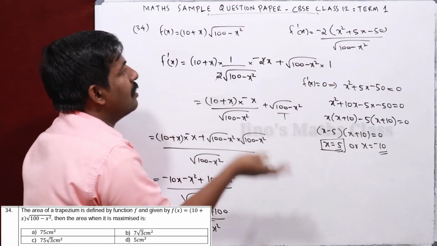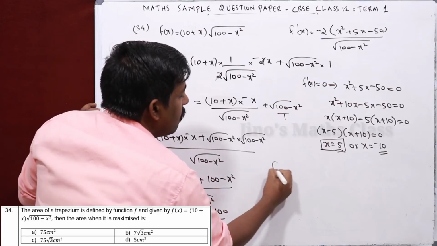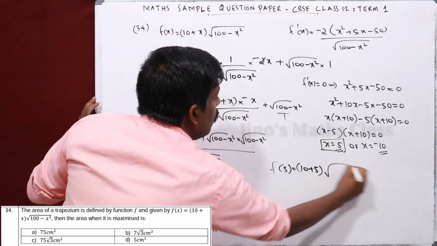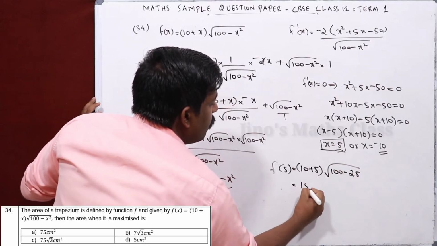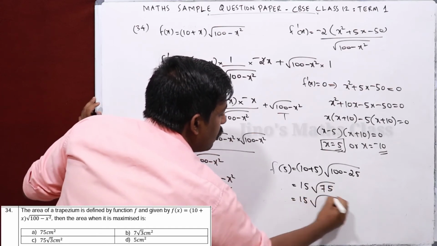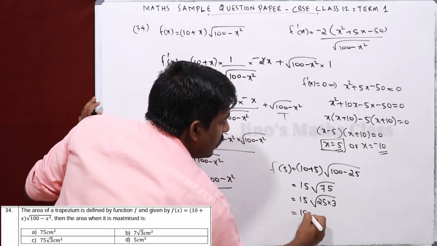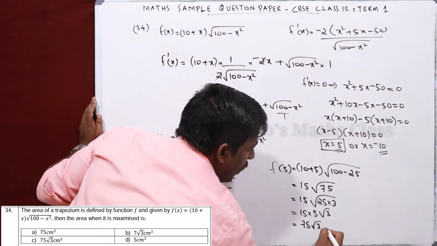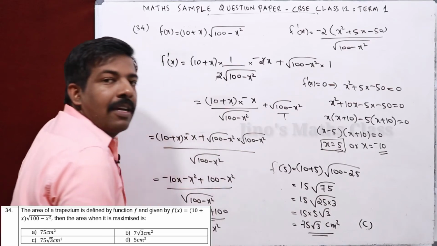So now we can substitute this value in the function to get the maximum value of that function. That means we have to find f of 5. So that is equal to 10 plus 5 into square root of 100 minus 5 square, that is 25. So that is equal to 15 into square root of 75. So that is equal to 15 into square root of 25 into 3, and square root of 25 is 5. So 15 into 5 root 3, that is equal to 75 root 3, and the unit is given as centimeter square. That's why option C is the correct answer.